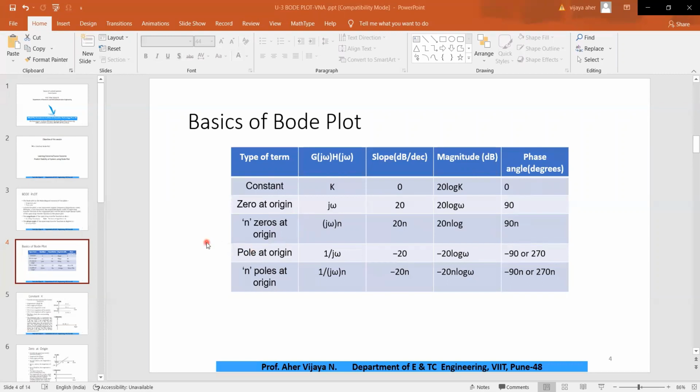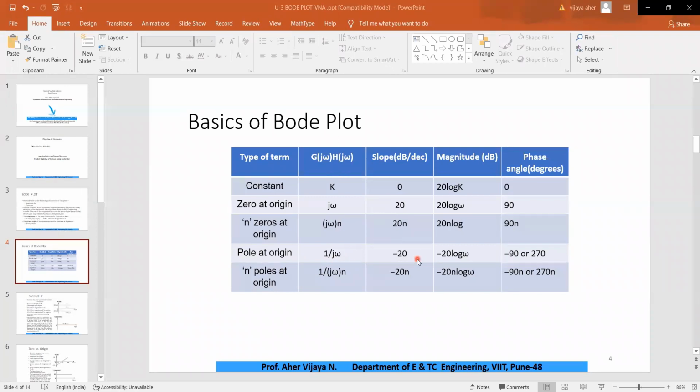Poles are in the denominator, right? So if your pole is at origin, that means s is equal to 0. If the pole is at origin, at that time we have to take 1 divided by j omega, right? 1 by s, meaning it comes in the denominator. We are replacing s by j omega in frequency domain analysis. Now see what the slope is. What is the slope of that pole? Slope is nothing but minus 20 dB per decade.